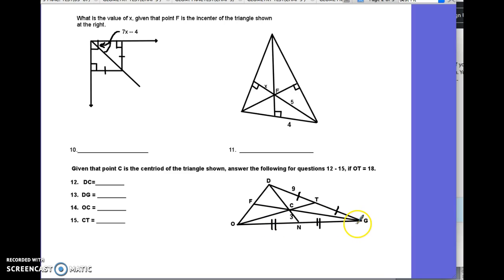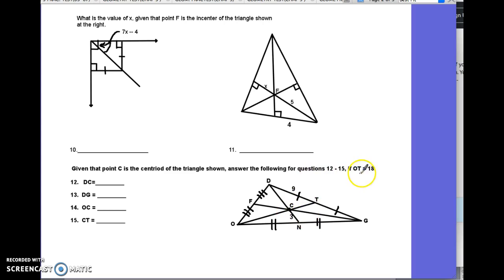And finally, GF would be a median. So that F is a midpoint, and that would mean that FD is equal to FO. So this centroid C is the point of intersection of what? Of the three medians, yes? That's the one we did in class. Three medians meet here. That's why this is the centroid.